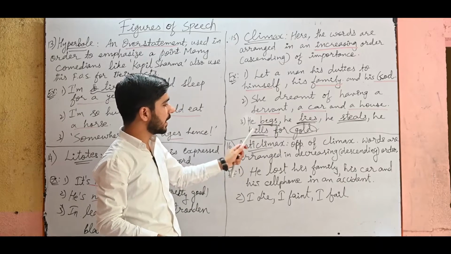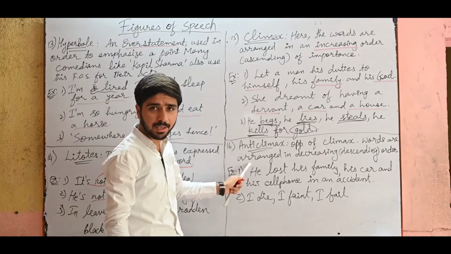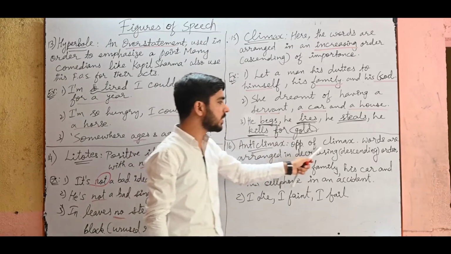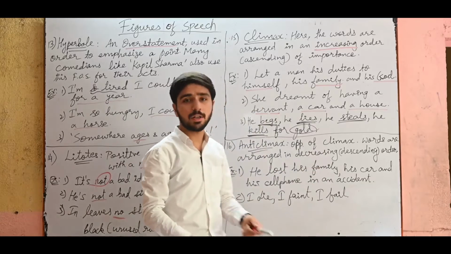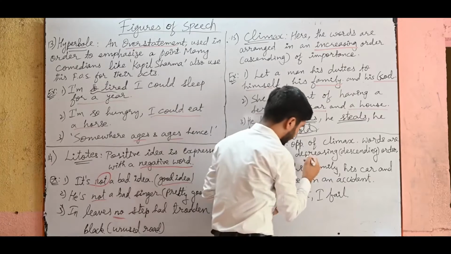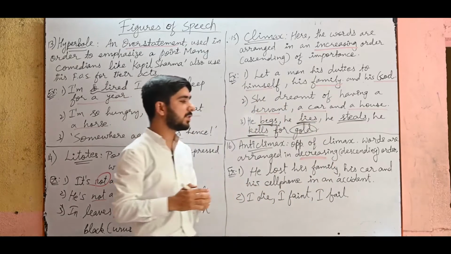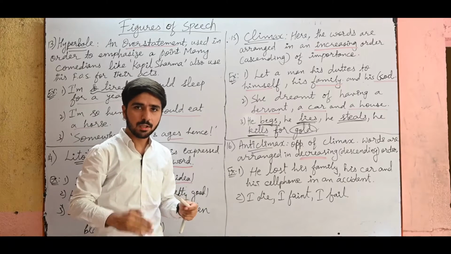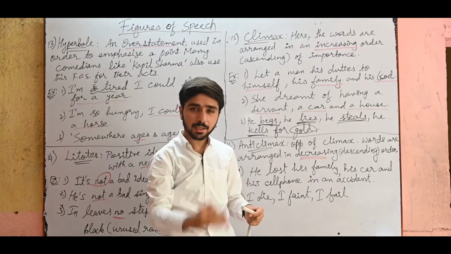Next, anticlimax. As I told you, anticlimax is exactly opposite of climax. So the same definition, opposite of climax, and words are arranged in decreasing order. See, here it was increasing order, but here it is decreasing order. The words are arranged in decreasing order of importance. The most important thing first, then the less important, and the least important.